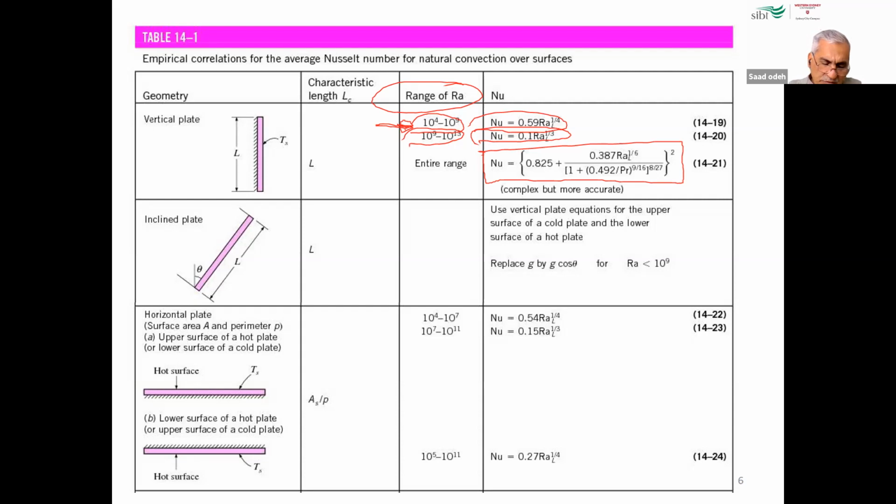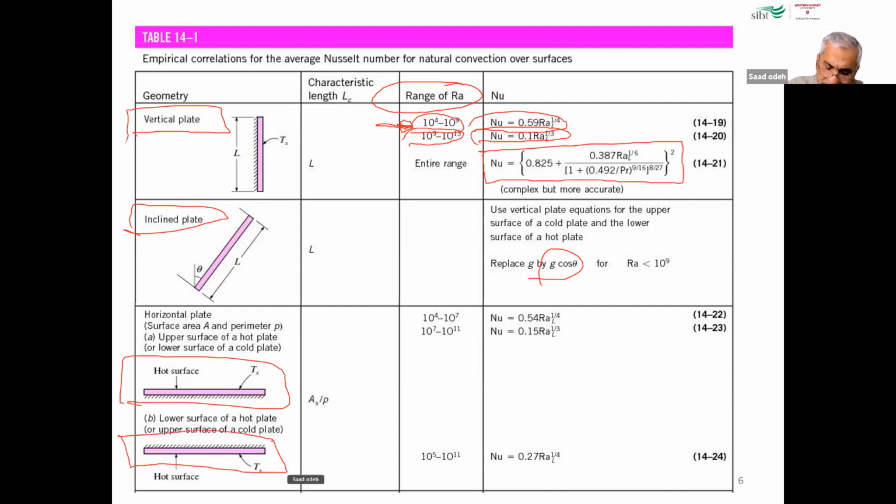So if you have a vertical plate, you do this. If you have an inclined plate, you do the same thing, but you need to introduce the cosine theta in the equations. And if you have a horizontal surface, whether facing upward or facing downward, same thing, you follow this range of Ra. So for each Ra range, we have a different formula to use for the Nusselt number. Okay.